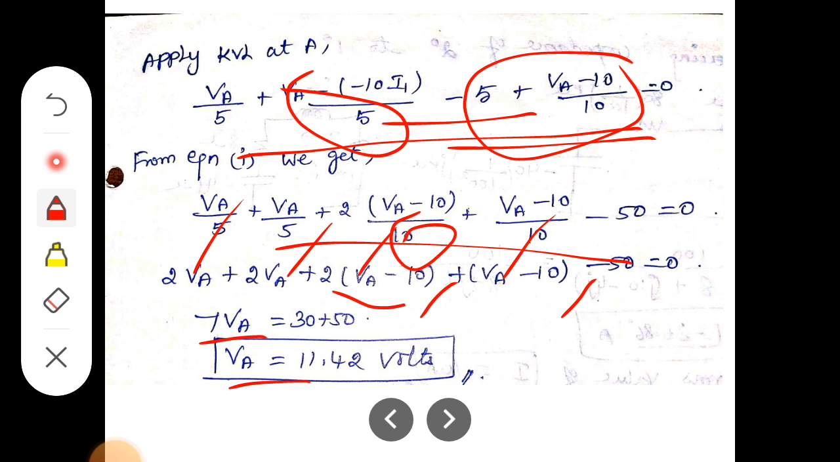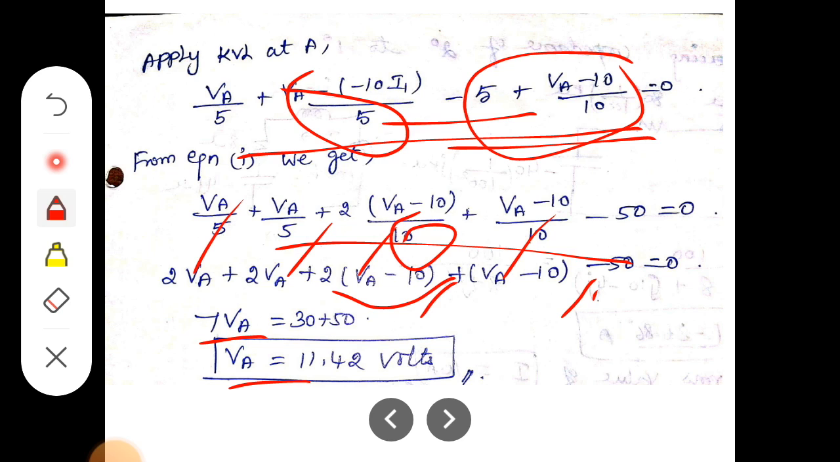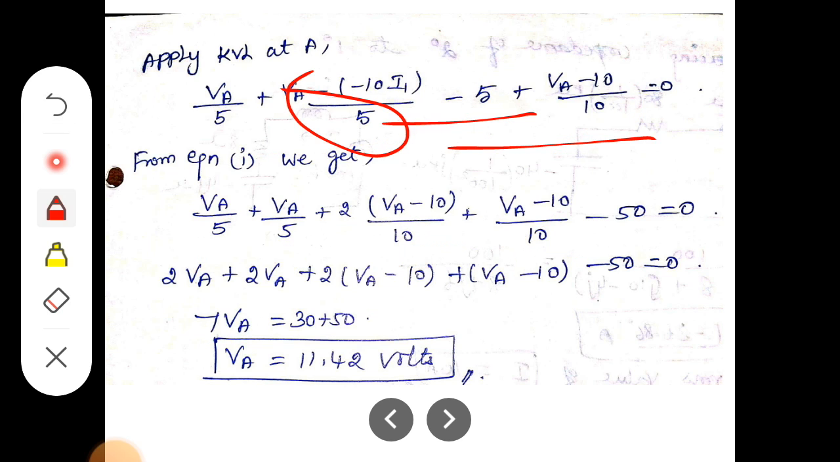Here 2 into 10 is 20, plus 10 is 30, and minus of minus going to the other side is considered as plus, so 80. So VA is equal to 11.42 volt. So this is the final answer for the given problem. For this problem we want the nodal voltage VA, which is equal to 11.42.